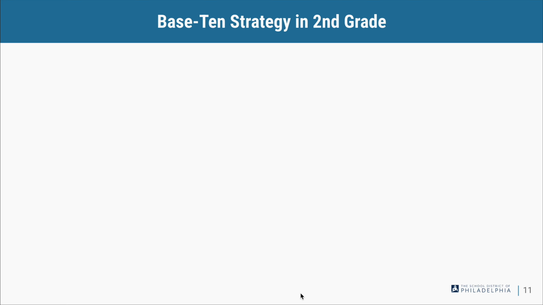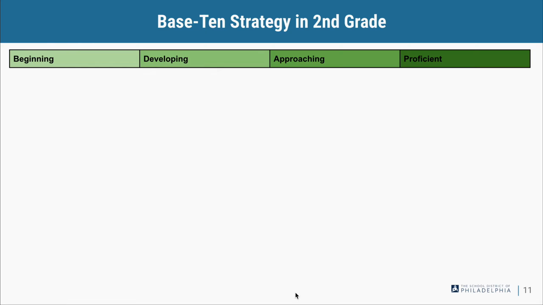Base 10 strategy is developed in second grade across 4 stages: beginning, developing, approaching, and proficient. In the beginning stage, students are asked to add or subtract multiples of 10 from 2-digit numbers. So in this example, 56 plus 20, our second addend, 20, is a multiple of 10.